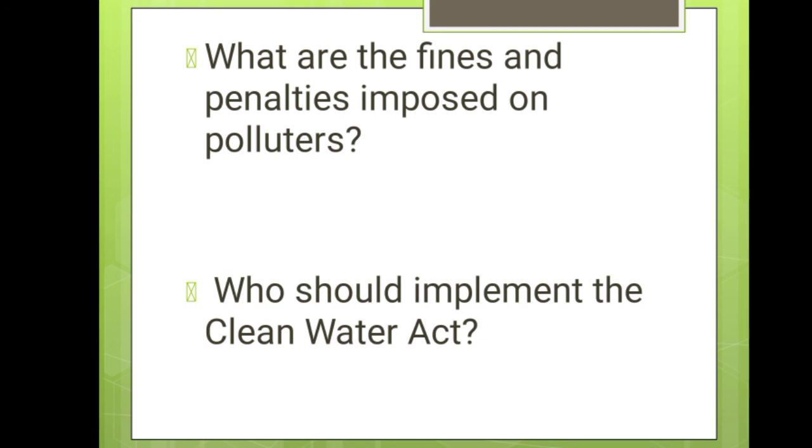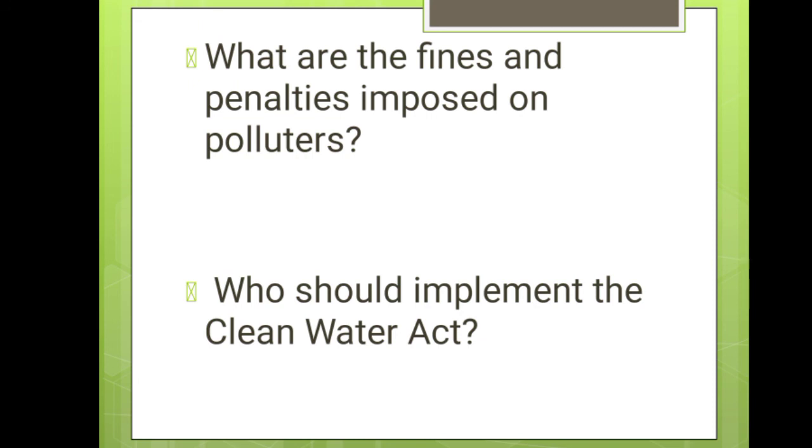Failure to undertake cleanup operations willfully shall be punished by imprisonment of not less than 2 years and not more than 4 years. This also includes a fine of not less than 50,000 and not more than 100,000 pesos per day of violation.